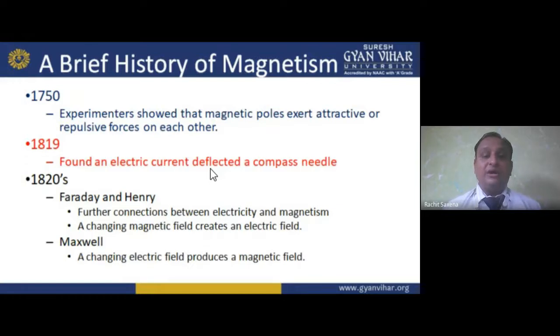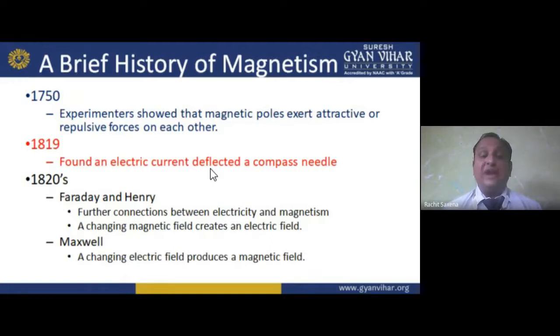Now later on, in the 1820s, Faraday and Henry. Now coming to the point, Faraday and Henry found a further connection between electricity and magnetism. Faraday gave us a law. In my previous lecture, we talked a lot about the laws. So among the electromagnetic laws, first we have Biot-Savart, then Ampere, then the Force law, then Faraday's law, then Lenz's law.